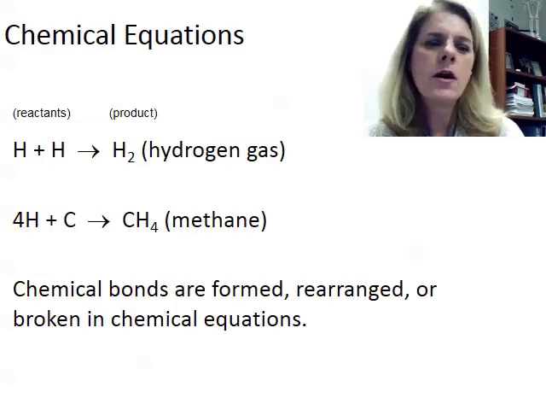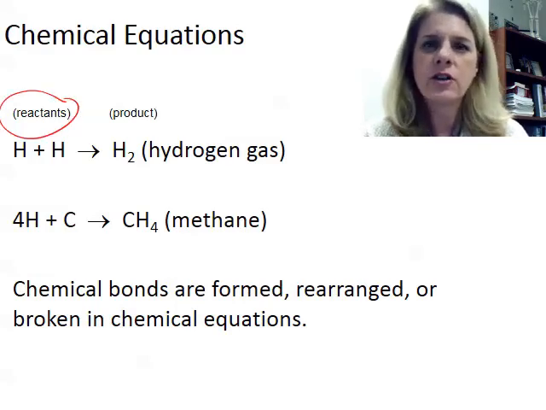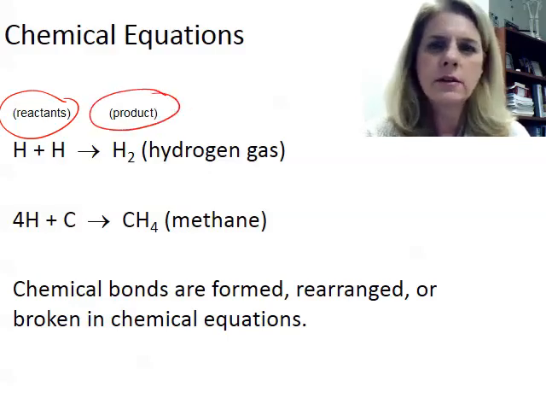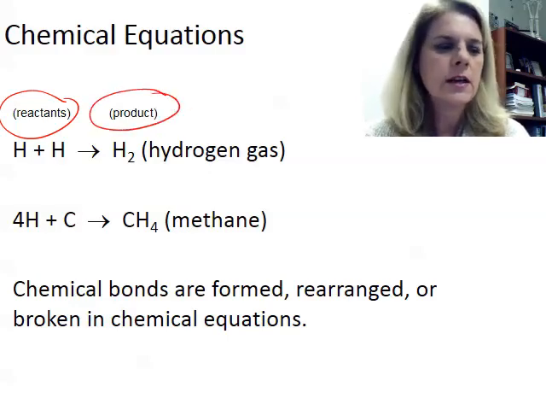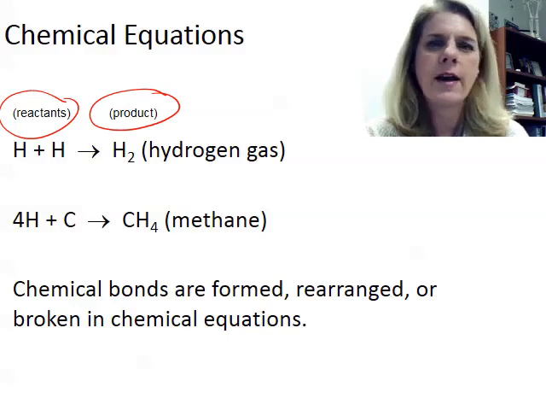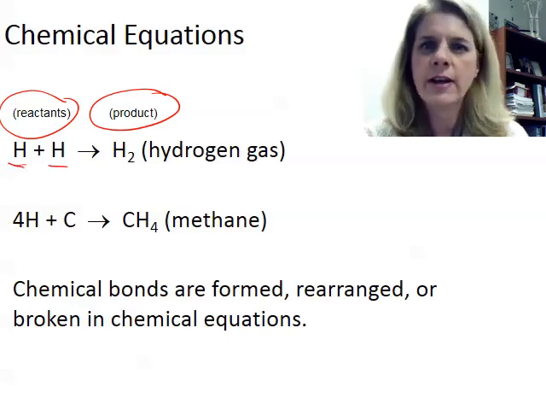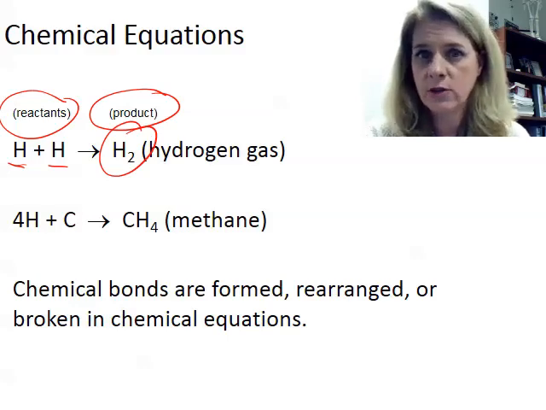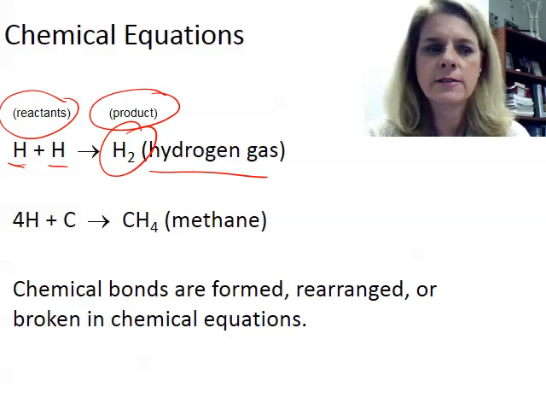Okay, so when you talk about a chemical reaction, you have your reactants, which are the things you're going to put together, and then the product, which is the result, what you're going to get. In this example, you have a hydrogen atom plus a hydrogen atom, which gives you H2. Remember, that's a molecule. If you have two of the same atoms added together, you get a molecule. So this is hydrogen gas.